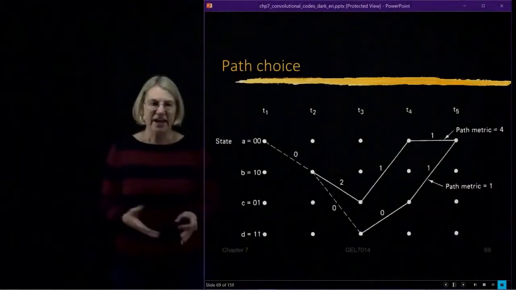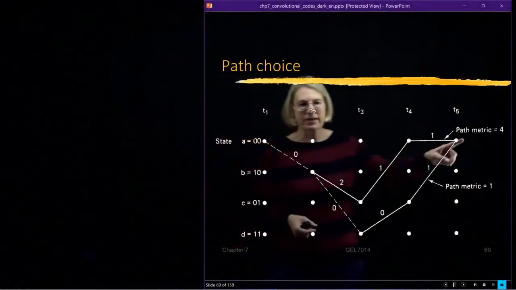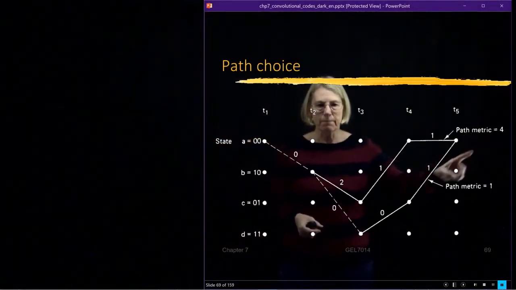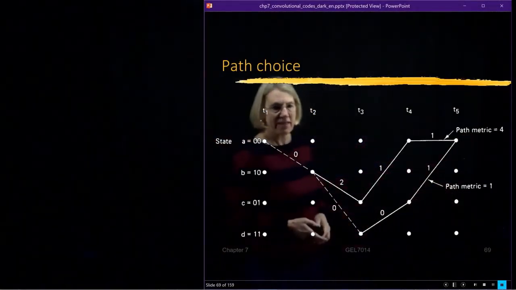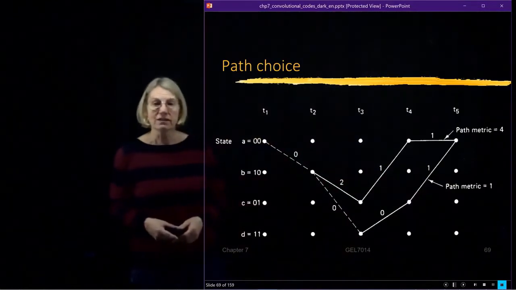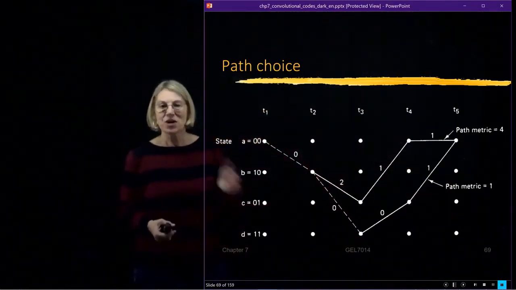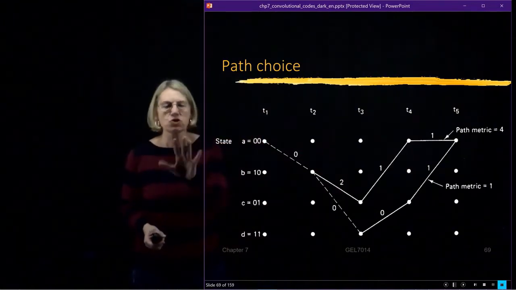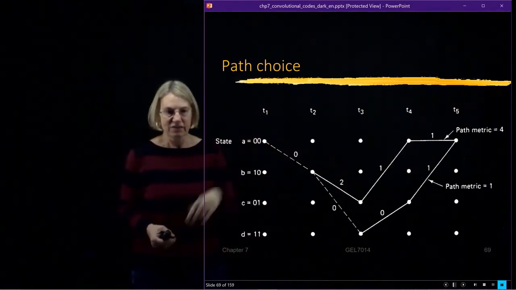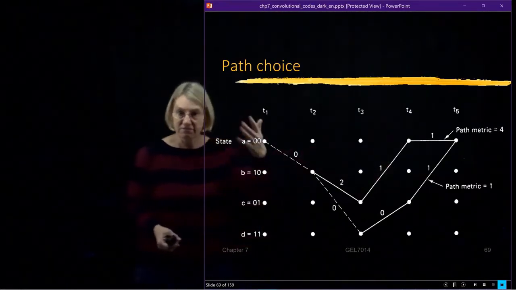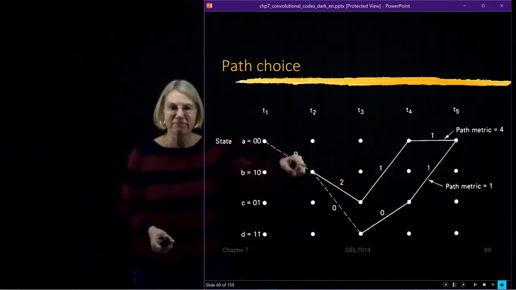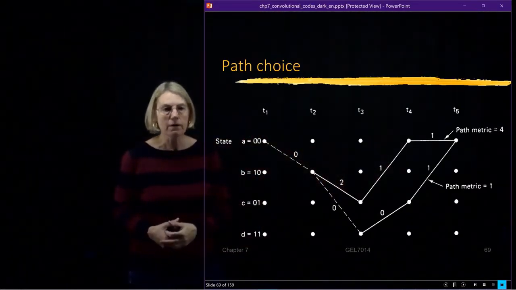So now, instead of a branch metric, I'm looking for something called a path metric. A path metric is going to be a function of all of the branch metrics along a path. So let's look at just 2 possible paths that I trace through my trellis. These are valid transitions because they follow the lines that I've established before.